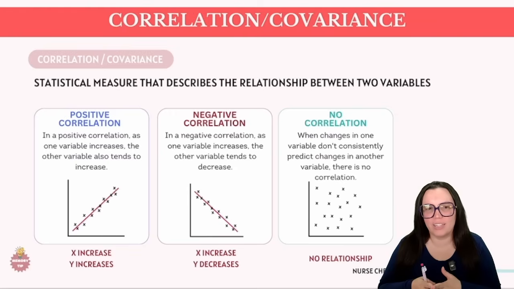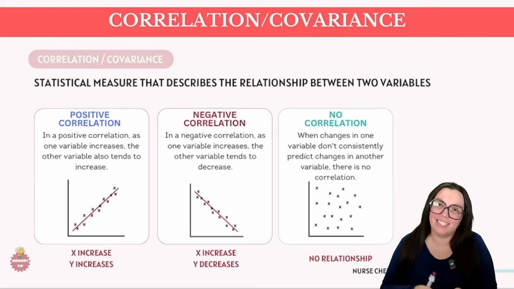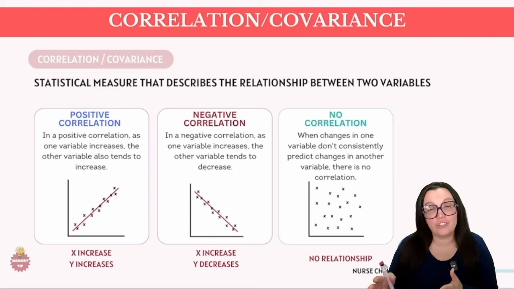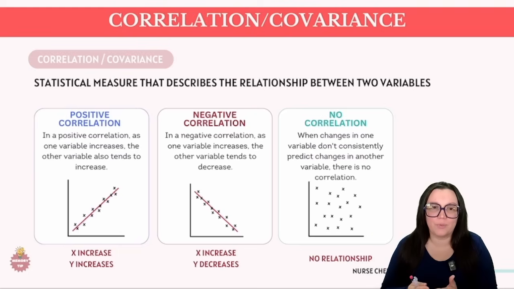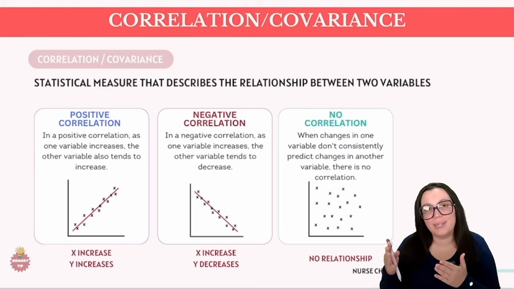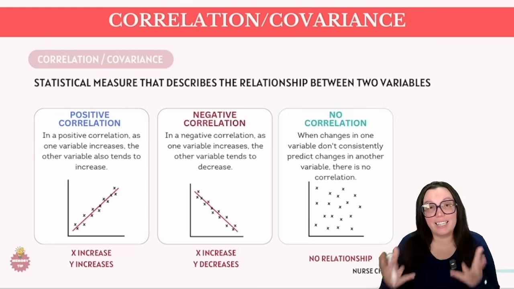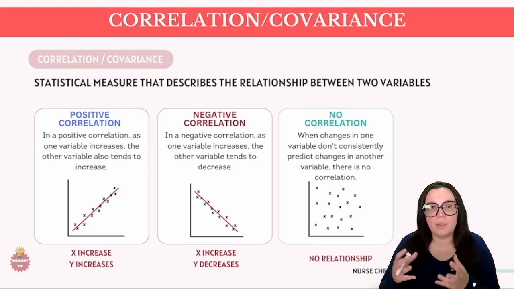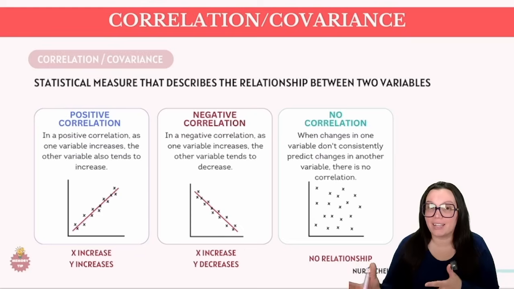Next, let's talk about correlation and covariance. Correlation and covariance is a statistical measure that describes the relationship between two variables. Like in all of our examples for mathematics, we call these variables X and Y. To illustrate this, let's imagine that we plot points on a graph using X and Y axes, and the pattern emerges somewhat like we see in our examples.